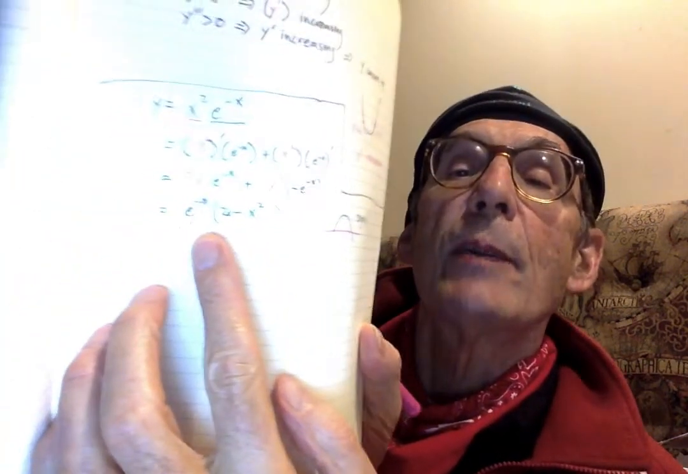Anyway, and the roots, this 2x minus x squared is easy to factor. It's a factor of x. And so the roots are at 0 and 2.